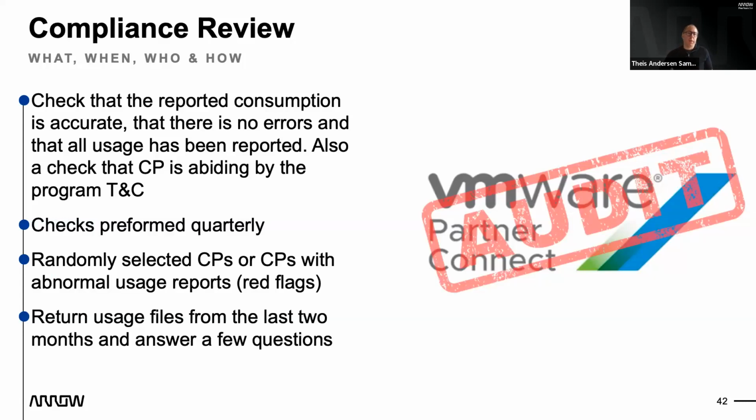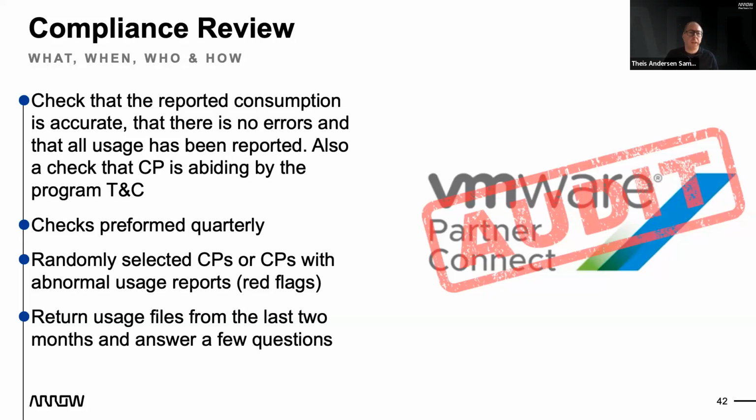If you're being picked for an audit, they're performed quarterly and at random, and possibly some abnormal usage could trigger a compliance check just to see. Also, new partners going into the program would typically receive an audit check within the first or second quarter, starting with the VCPP program. So don't be alarmed. This is just to check that you are doing well, but also making sure going forward that you're complying with the rules and terms and conditions of the program.